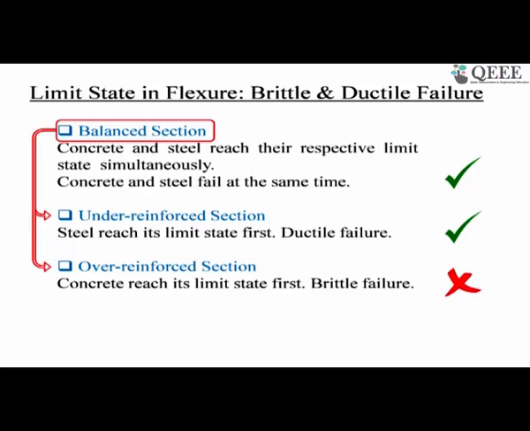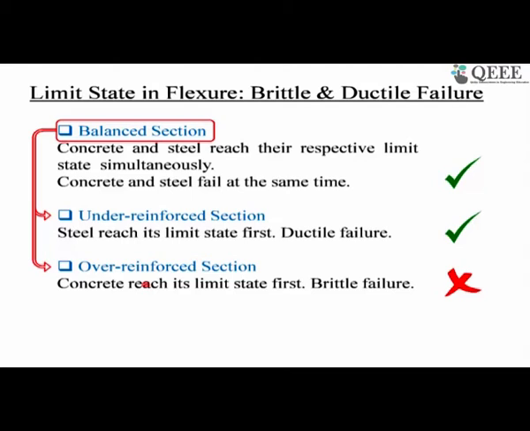Now, depending on which one reaches its limit state, we have three different kinds of section. One section is called balanced section. Balanced section is where concrete and steel both reach their respective limit states simultaneously. Means concrete and steel both fail together. Another one is under reinforced section, where steel reaches its limit state first and therefore failure is ductile. And another one is over reinforced section, where concrete reaches its limit state first, and therefore failure is brittle.